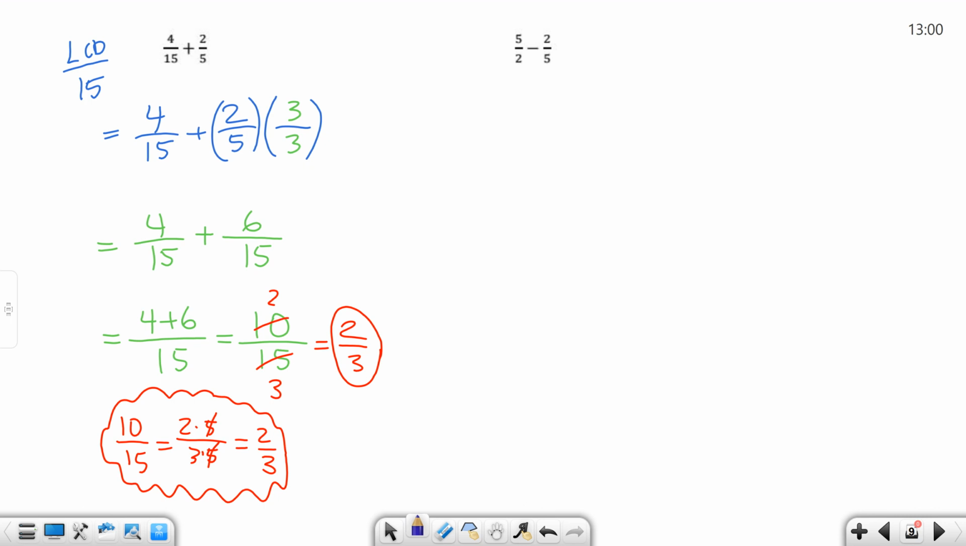5/2 minus 2/5. So what am I doing? Well, subtracting. So if I subtract, I need a what? I need an LCD. Which one's bigger, 2 or 5? Aha, 5 is bigger, right? Does 2 go into 5? Nope. So then I do what?